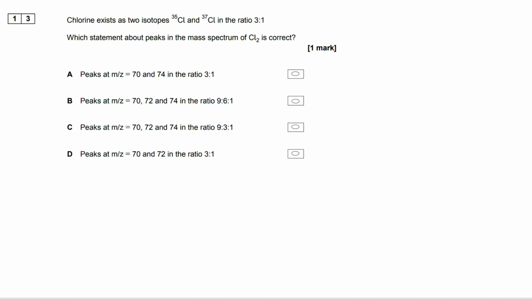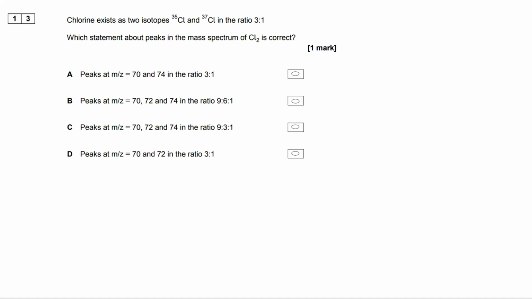This is a multiple choice question from an AS paper, so end of year 12, and we're looking at isotopes of chlorine-35 and chlorine-37, the ratio 3:1, so all quite familiar. And we are asked specifically about the peaks that we might get on the mass spectrum of a Cl2 molecule.